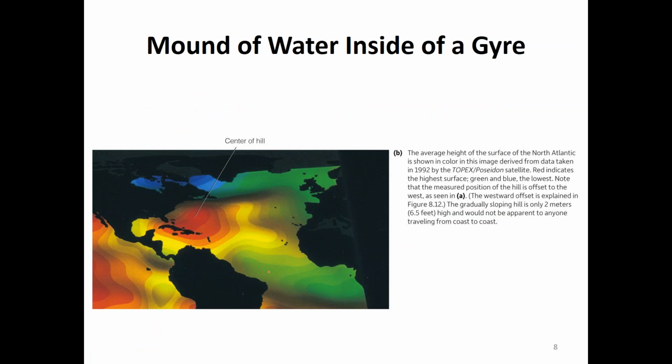And so here you can actually see that mound of water inside the North Atlantic Gyre. So North Atlantic Gyre, it circulates like this, and you see there's that mound of water right there. It's not in the very center, as that model we just discussed was, and we'll discuss why it's not in the very center in a little bit.